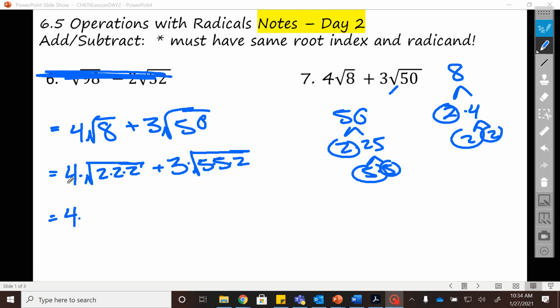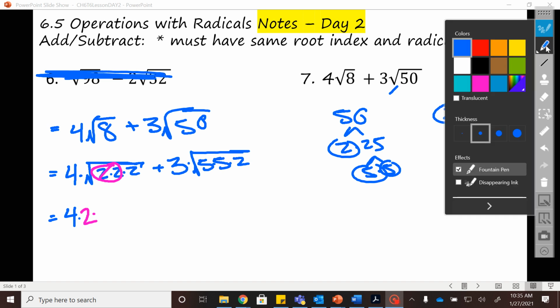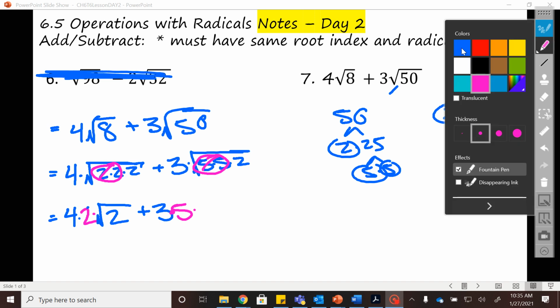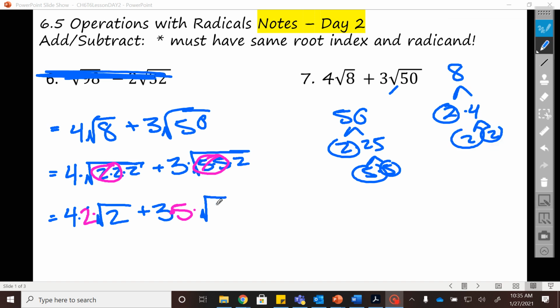Okay, so now we can start taking stuff out. The 4 is still on the outside here. We've got 2 2's, so I can bring a 2 out. And that's all that I can bring out. I still have a square root of 2 underneath the radical. Plus 3 times, under the radical I have 2 5's, so I can bring the 2 5's out to make a 5 on the outside, so 3 times 5. And then I don't have anything else I can bring out, so all I have left under the radical is 2. So I can put this back together. 4 times 2 is 8, so this is 8 square root of 2.